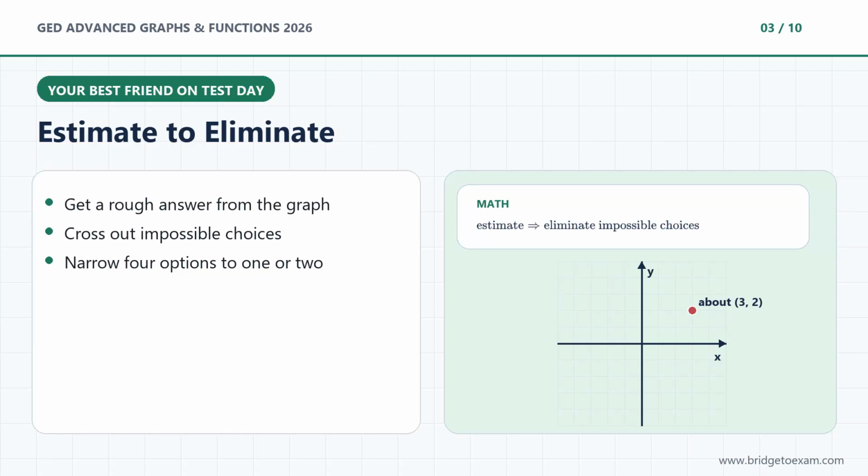Estimation is your secret weapon. Before calculating exactly, glance at the graph and get a rough answer. If the point is a little above 3, then answers like 10 or -2 are impossible. Cross them out. Estimating first narrows 4 choices down to 1 or 2, and it catches big mistakes instantly.